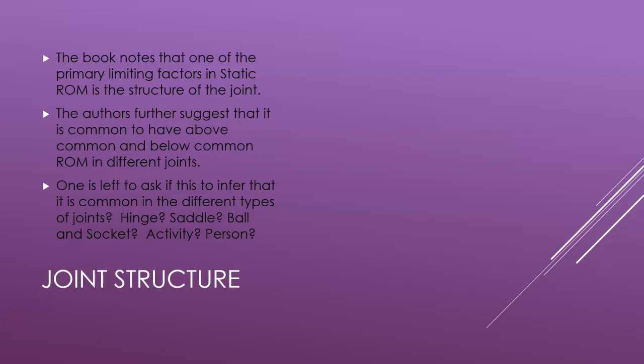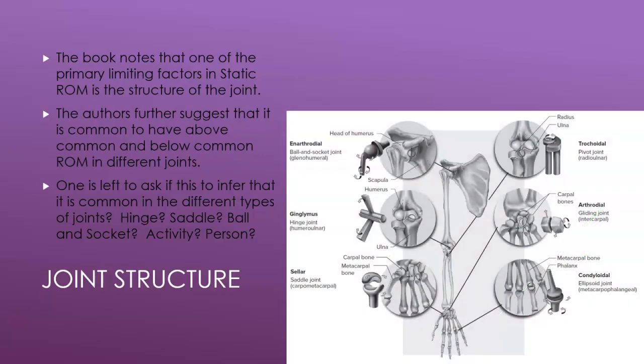Now, you can also have above common and below common range of motion in different joints in the body because there are different types of joints in the body. But you look at the different types of joints in the body, and you can put these on a continuum in terms of their mobility and their strength.